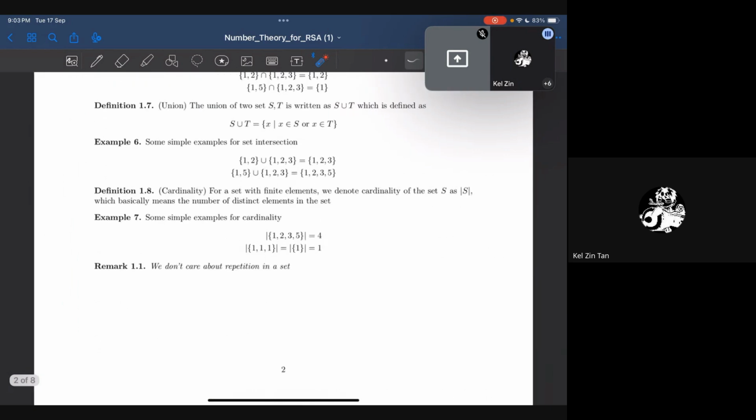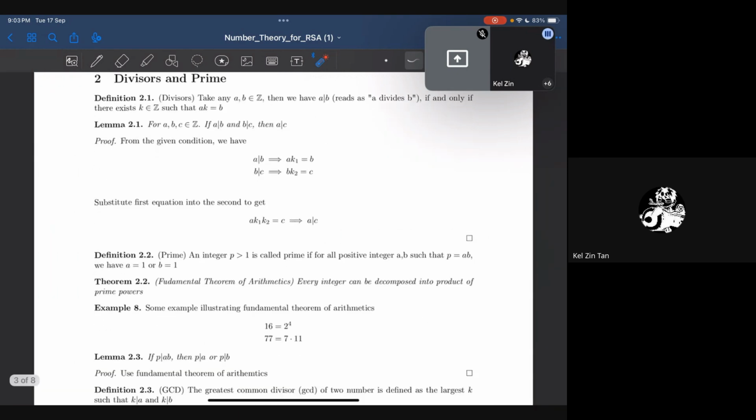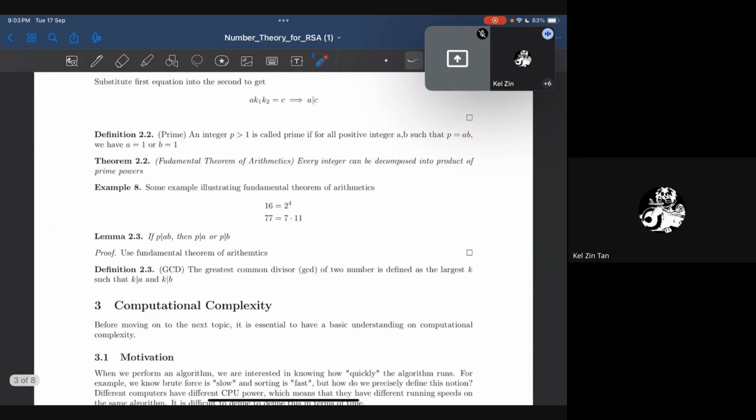There's one thing that I didn't mention last week, and I would like to mention now, which is this cardinality thing, which is basically the number of distinct elements in the set. So an example would be this. And in a set, we don't care about repetition, just like in a programming language. Then divisor and prime are all the same. This one is fine. Okay.